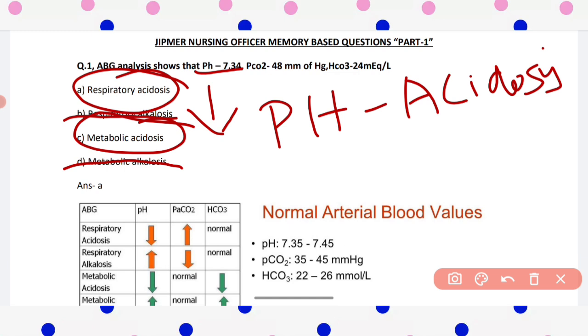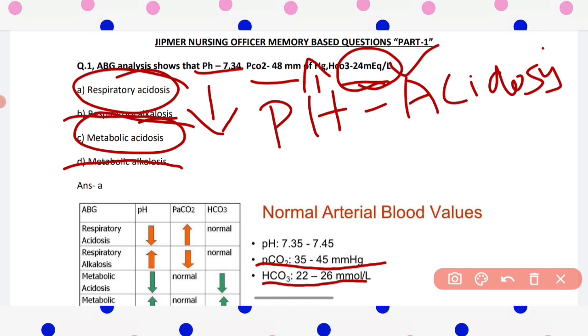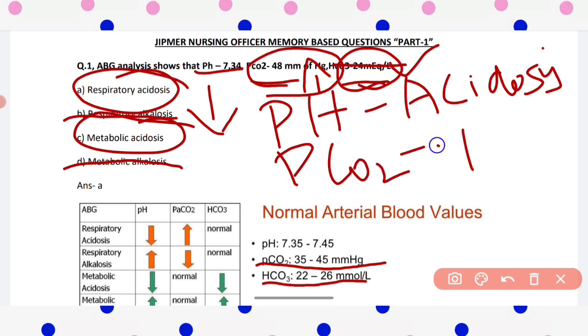Fine. Now we can go to the next one, that is partial pressure of carbon dioxide. The normal partial pressure of carbon dioxide is 35 to 45 mm of mercury. And here the partial pressure of carbon dioxide is 48 mm of mercury, so it is increased. Let's see the next value, bicarb 24. What is the normal bicarb? 22 to 26, whereas here it is 24. So it is in the normal range. Don't worry about the bicarb. You have to focus now on the partial pressure of carbon dioxide only, which is increased.